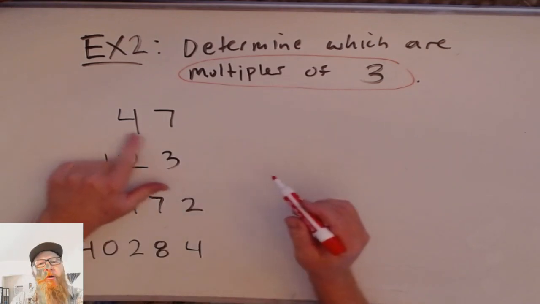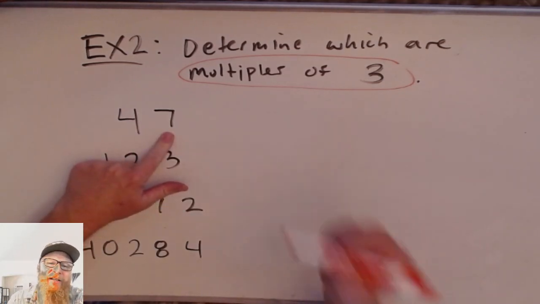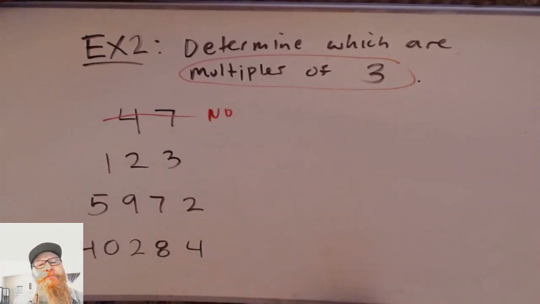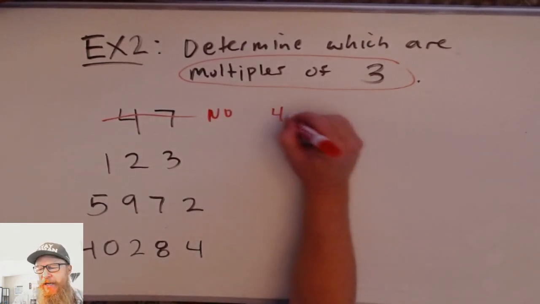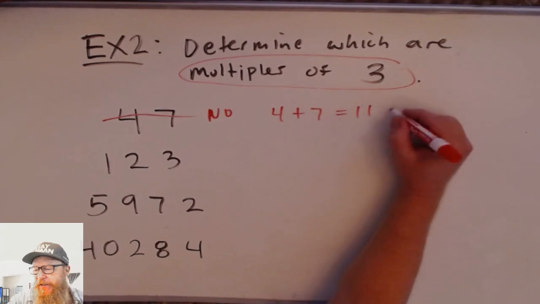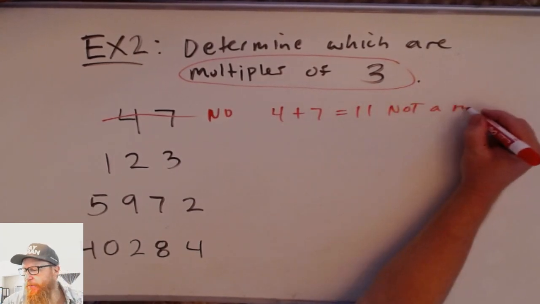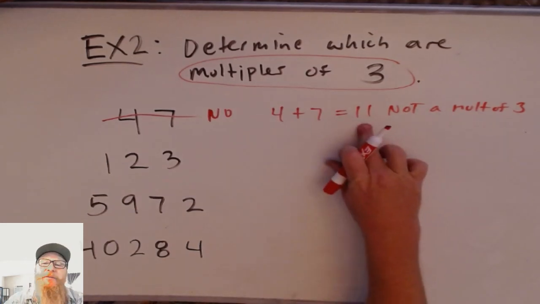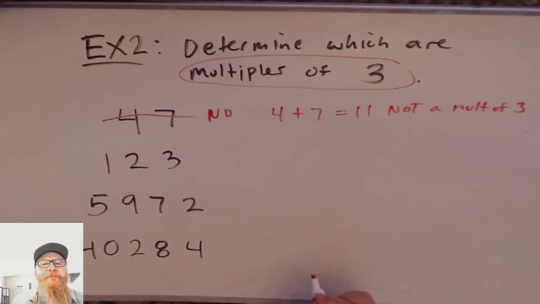All right, mentally, 4 plus 7 is 11. 11 is not a multiple of 3, so no. And again, if you want to write it down, 4 plus 7 is 11, not a multiple of 3. So if 11 is not a multiple of 3, neither is 47.